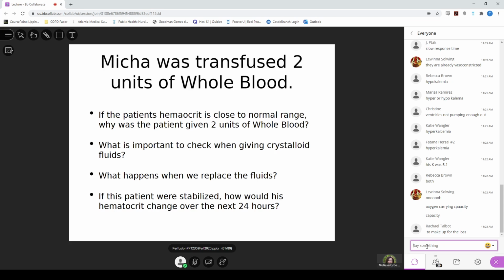So you need that hematocrit. You need the hemoglobin. He needs platelets. He needs the whole volume of that blood. Even though his hematocrit is normal or close to normal, you would still give whole blood because you have to give that back. When you start giving these crystalloid fluids, you're diluting out what's there, but you're adding volume to give the body something to circulate and to perfuse with. What's important when you're giving these crystalloid fluids? What's important to check?